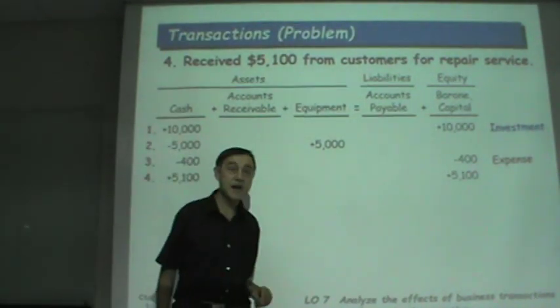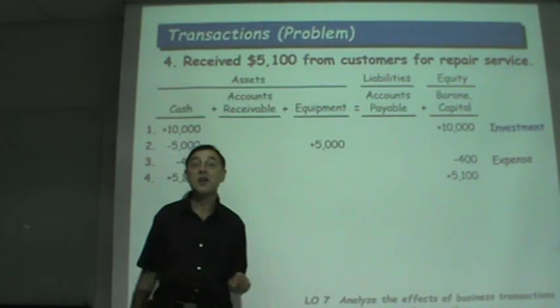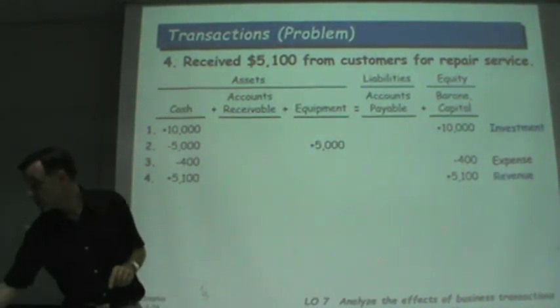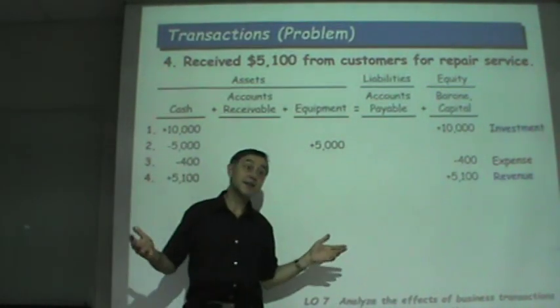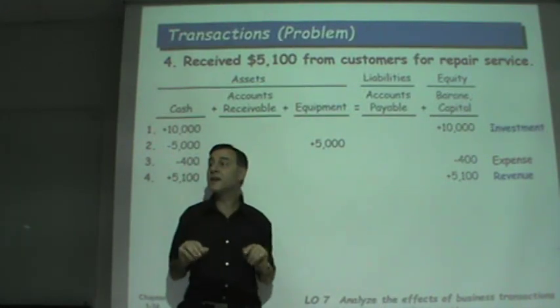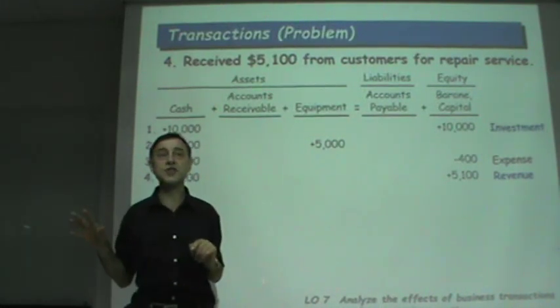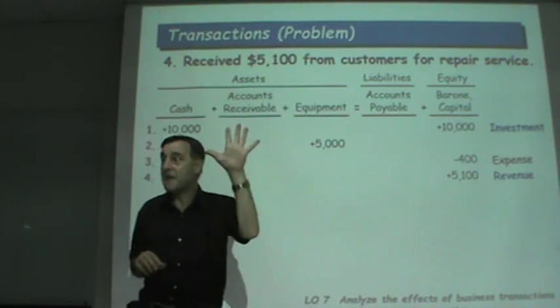Okay, equity plus. And then there should be another one, revenue. Okay, lucky again. Alright, is that fairly clear? Yeah. Questions? Move on. Number 5.